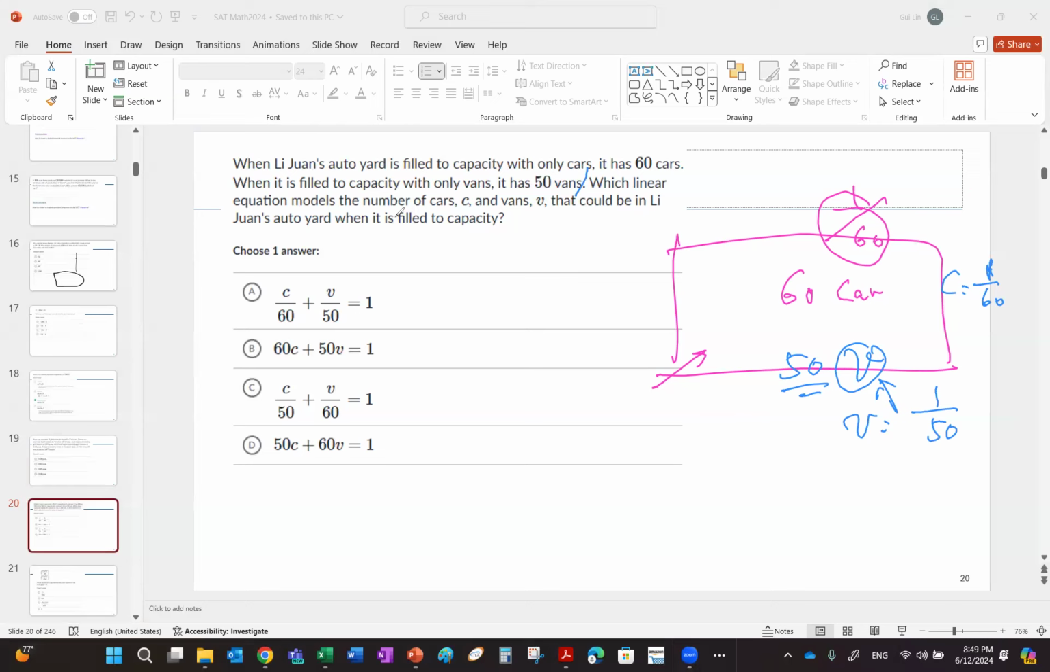Which linear equation models the numbers of cars? C represents cars, and we represent vans with V.